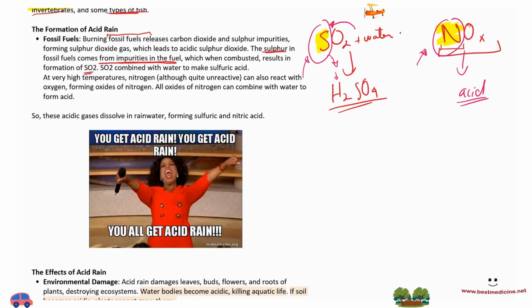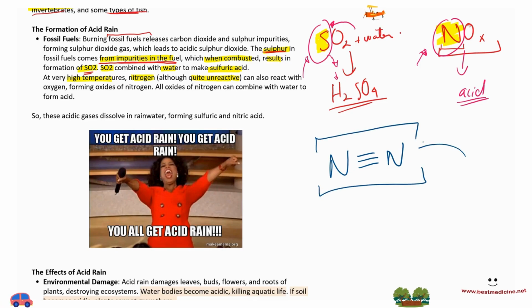So, the sulfur in fossil fuel comes from impurities in the fuel, which when combusted results in formation of sulfur dioxide. Sulfur dioxide combined with water makes sulfuric acid, and this is going to go ahead and rain down on us. At very high temperatures, nitrogen, usually it's unreactive because it's got that triple covalent bond in chemistry, right? If you don't know what covalent bonds are, just send us a message. We can book a lesson, try to learn these, okay? Especially if you're starting out chemistry in year 9.